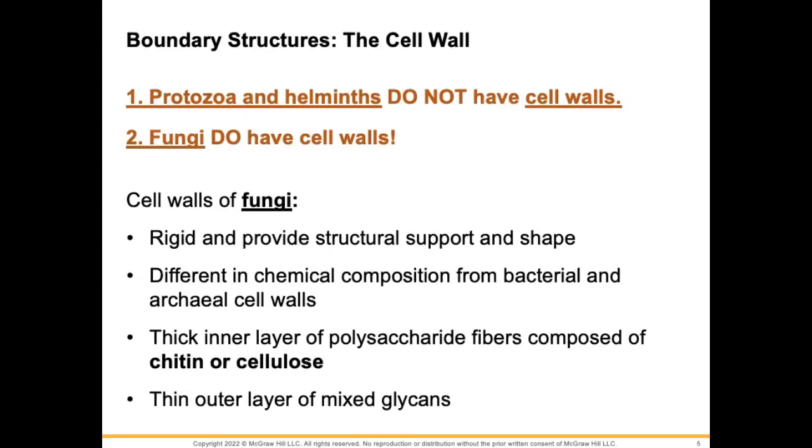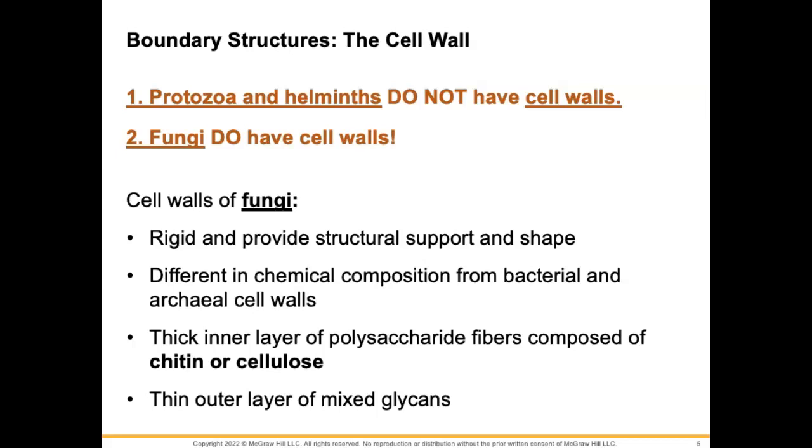Now the cell wall of eukaryotic cells. Protozoa and helminths do not have cell walls. I turned that a different color, bolded and underlined part of it, so you remember that, because I'm pretty certain that is a test question. Protozoa and helminths do not have cell walls. However, they fall under the umbrella of the eukaryotes. That's what we're talking about in this chapter.